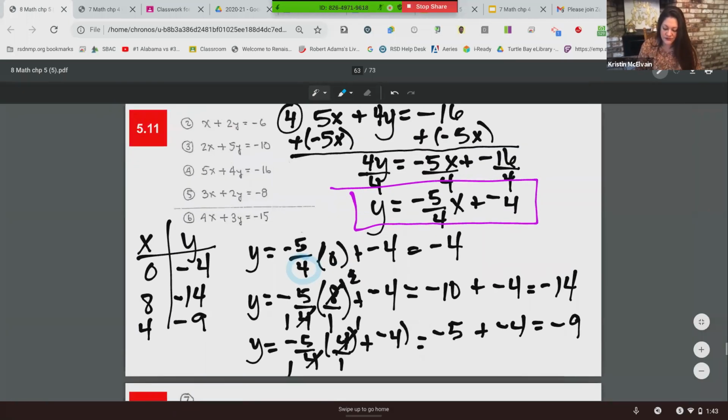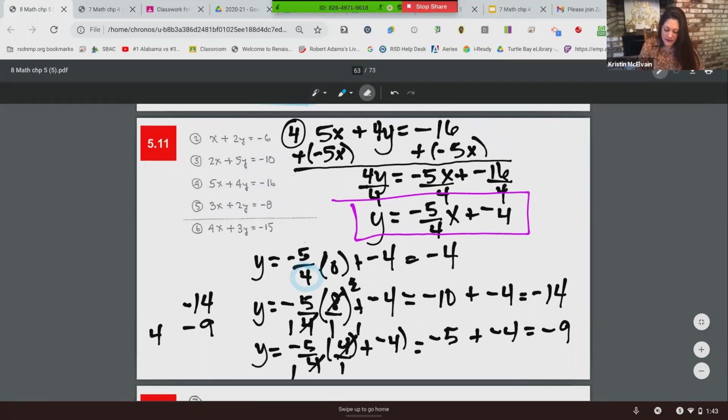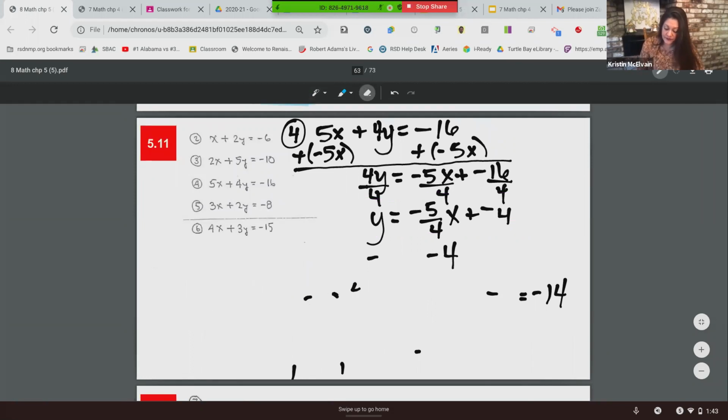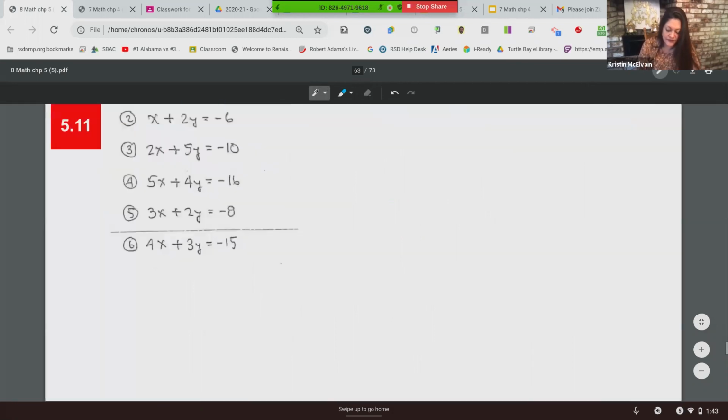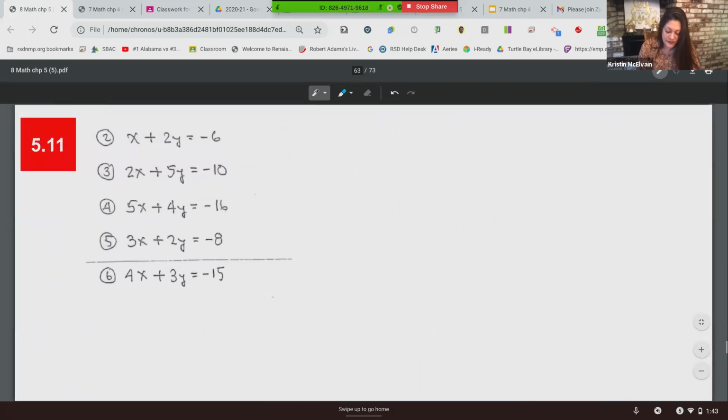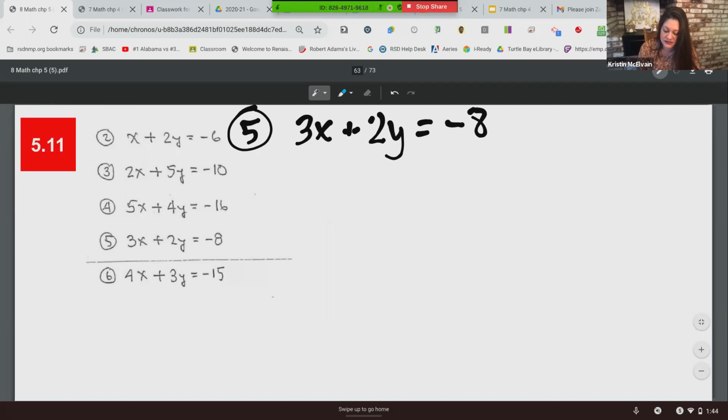Oops, zoomed out too far. Let's erase it all. Okay, number 5. 3x plus 2y equals -8. Add -3x to both sides.